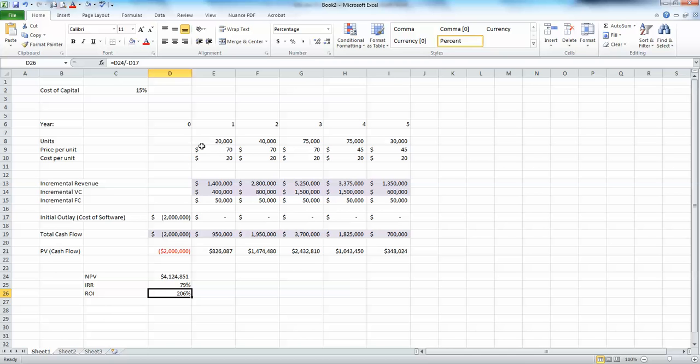Now if I were to bump my cost per unit up to say 50 every year, you'll see what happens. I'm getting an NPV of negative 500,000, so I would not want to do this project if my incremental cost per unit went up that high. Then you can see I'm taking a hit on my return on investment. So that's something you can do.